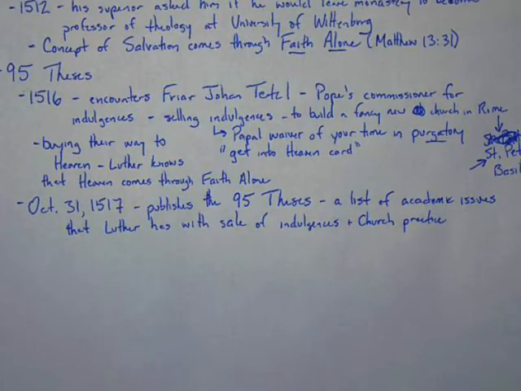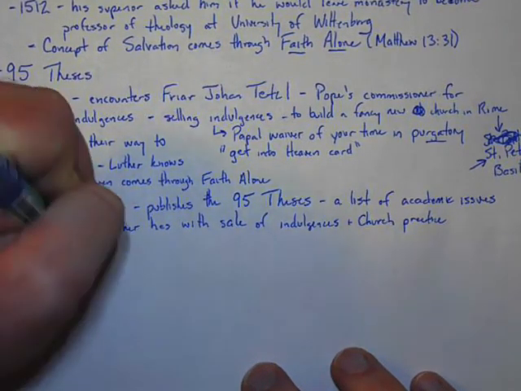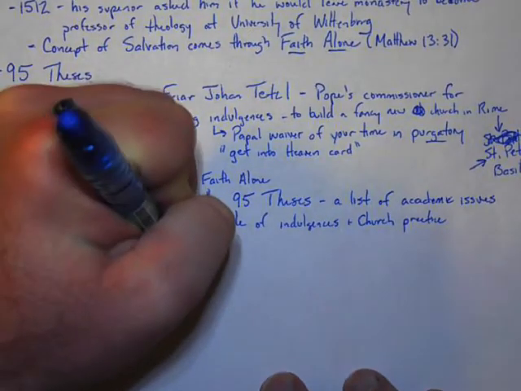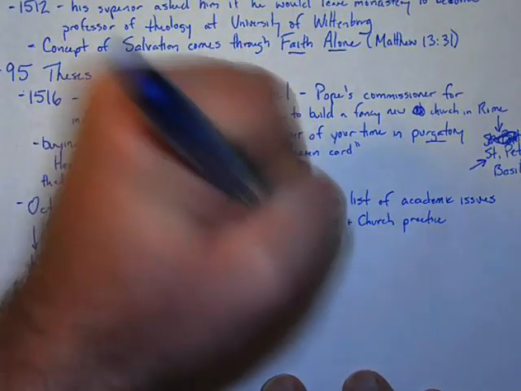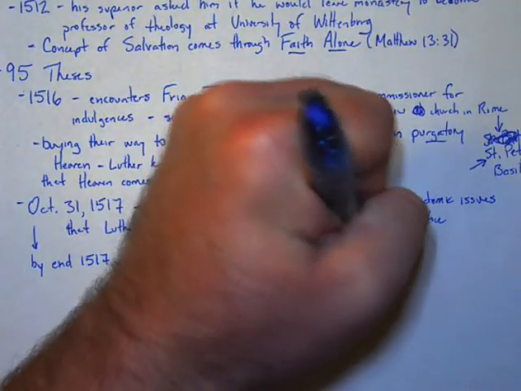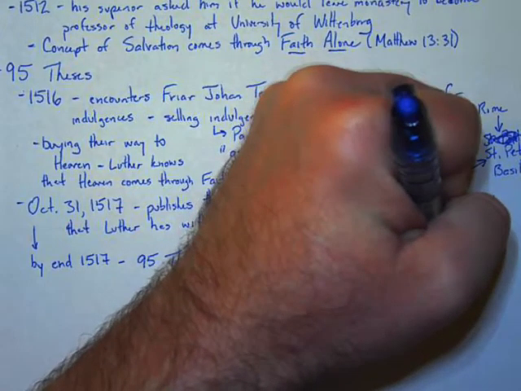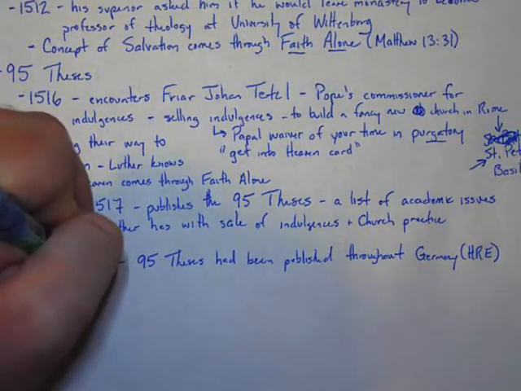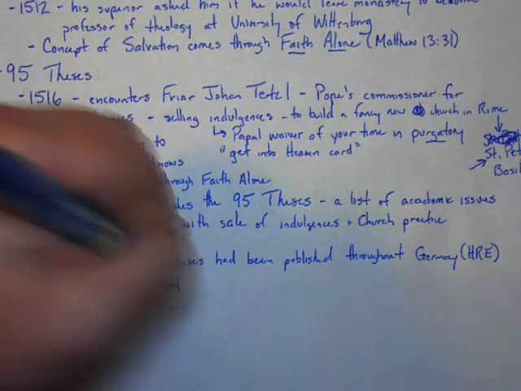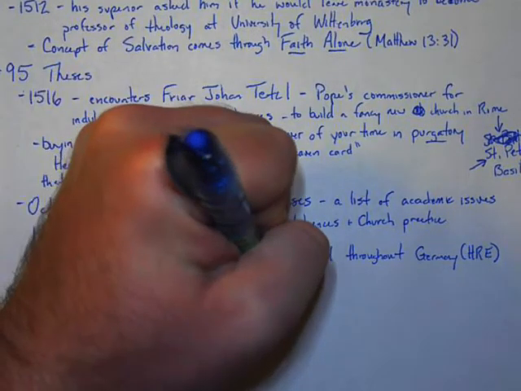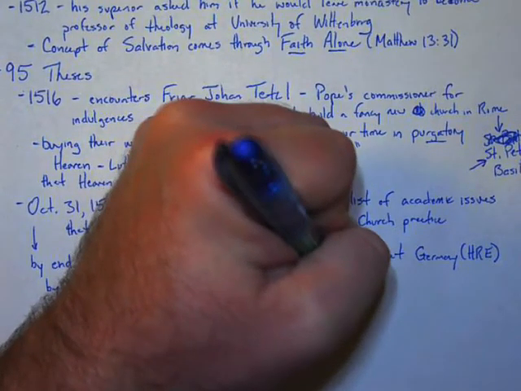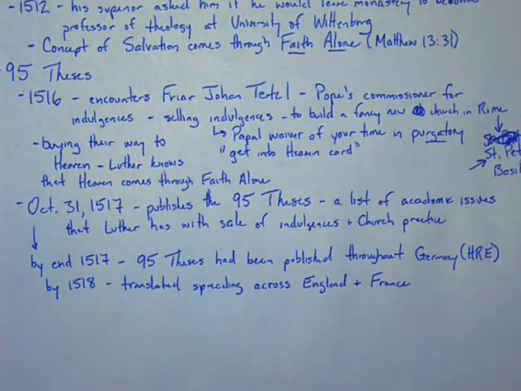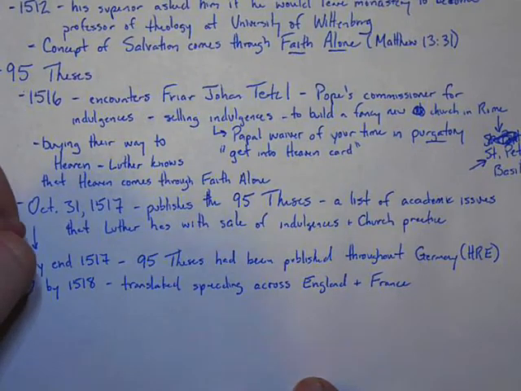So by the end of 1517, so only just a couple of months, the 95 Theses had been published throughout Germany, and when I say Germany, of course, I mean the Holy Roman Empire. And by the end of 1518, it had been translated and was spreading across the rest of Europe. So it was specifically seen in England and France as well. So this is the power of the printing press.